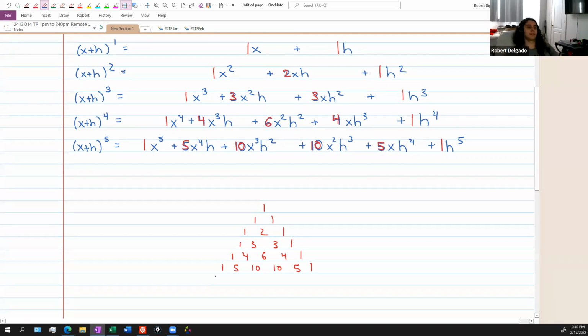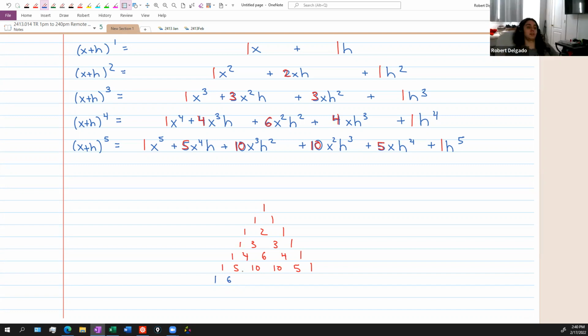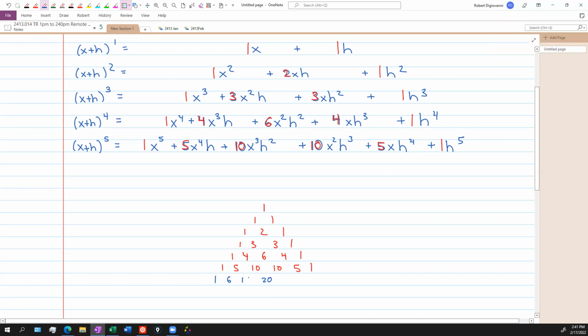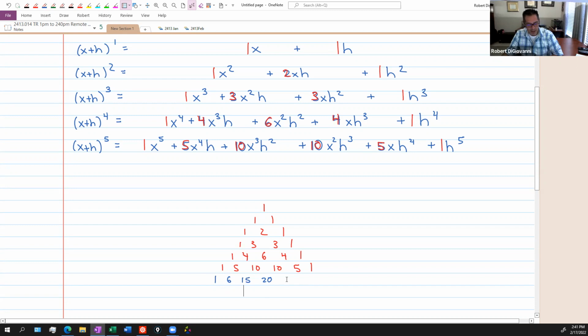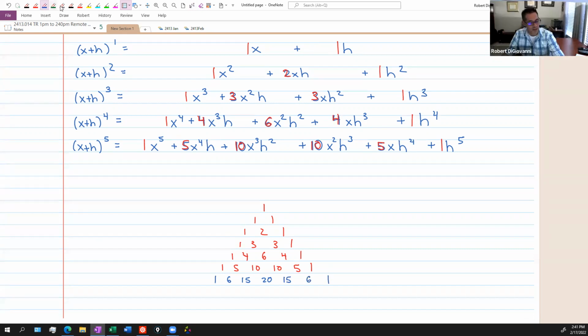1, 6, 12? Not 12. 14? Not 14. 20? No, there is a 20, but there's a number in front of it. 15. Good. How about the number after 20? Another 15. After 15? 6, and then 1. Okay, so this is the pattern.